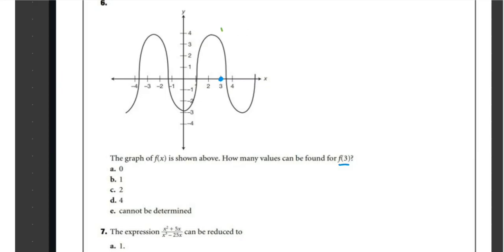So if the line x equals 3 is drawn on the graph, then it passes through only one point. So that means there's only one value for f of 3. Okay, we are asked for how many values. The answer here is letter B.